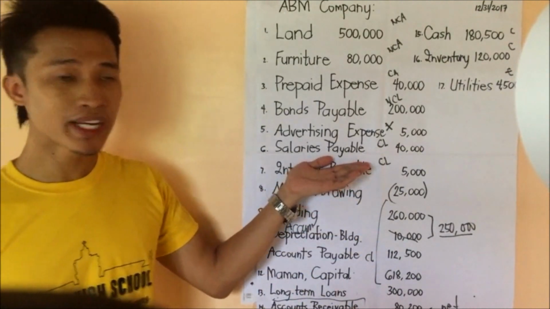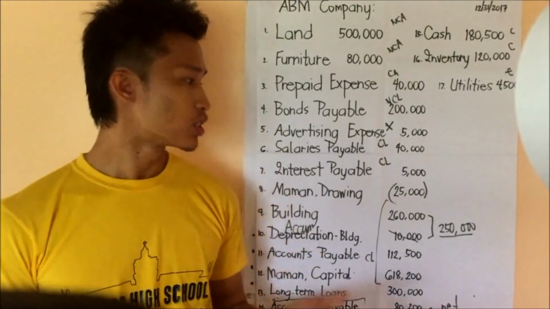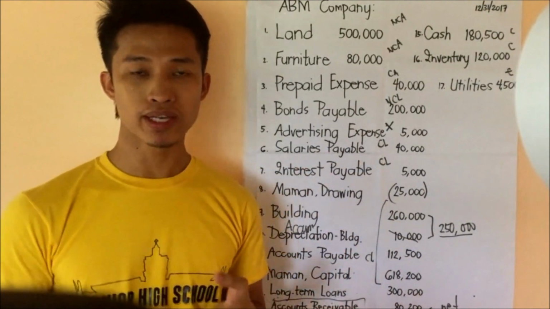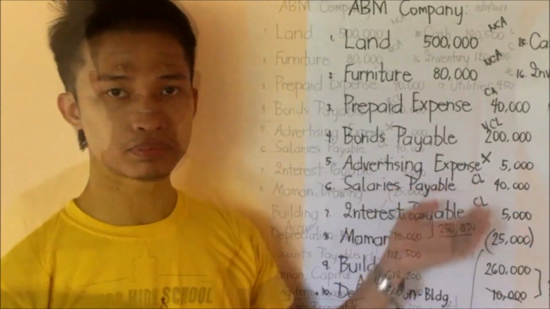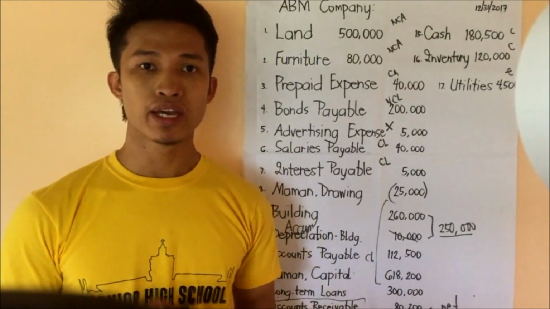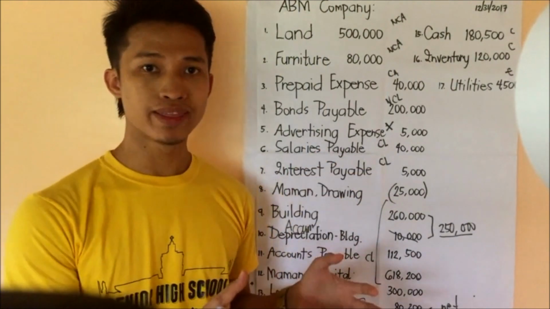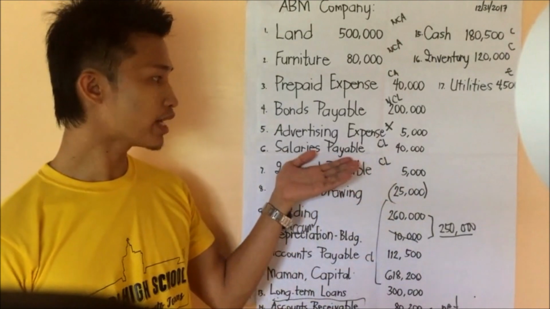Now we have salaries payable. You have to pay the employees. So that is salaries payable. Payable, not yet paid. So it's a liability, it's a current liability.